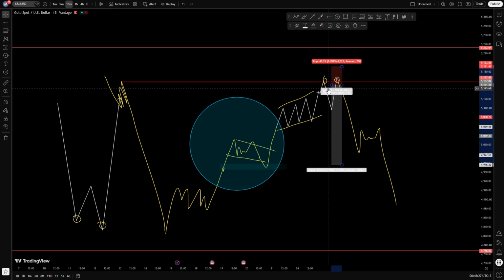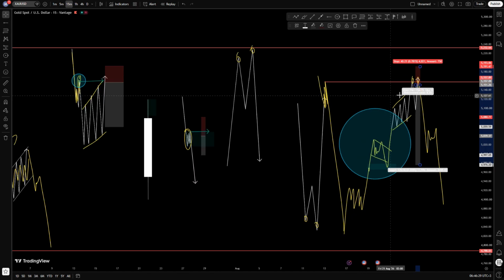A sell position, right? Look for selling opportunities.